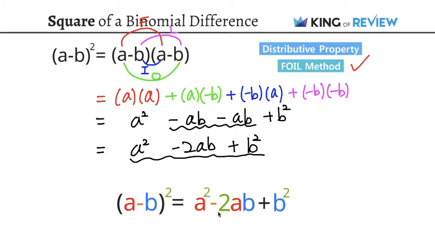And I also remember this in a song. Okay, let's sing a song together. A squared plus b squared plus 2ab, a squared plus b squared minus 2ab. It's easy, okay?